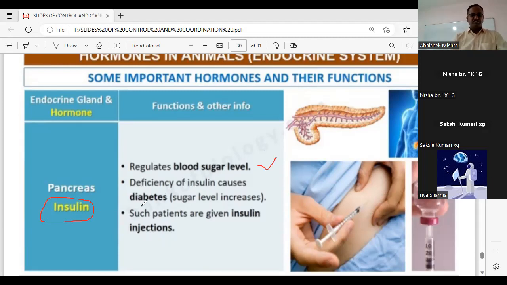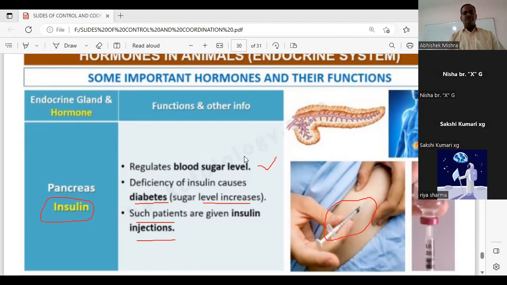Deficiency of insulin causes diabetes, where the sugar level increases. Such patients are given insulin injections. You can see in this image also the patient. It is something we can take by ourselves also, the insulin injection. Though remember, blood sugar tablets are also available, but when the sugar level rises too much and is not controlled even by the oral pills, that is tablets, then insulin is provided so that damage to the kidney can be avoided.